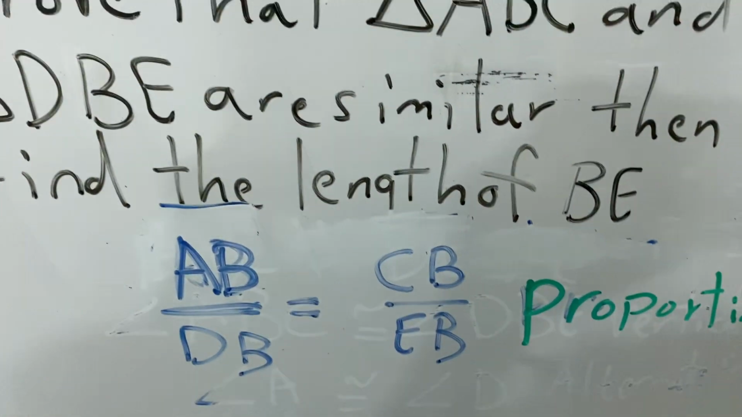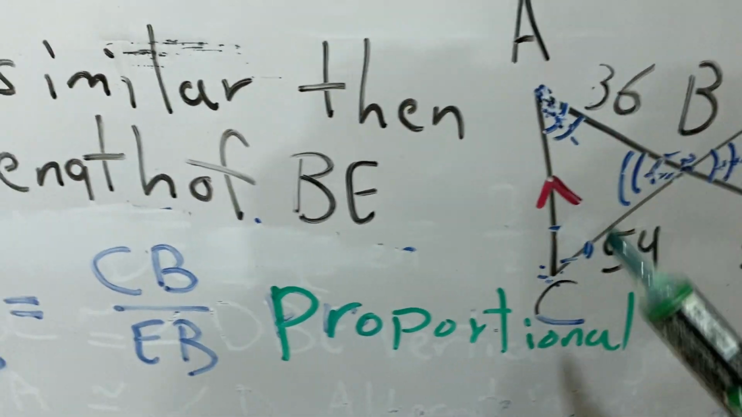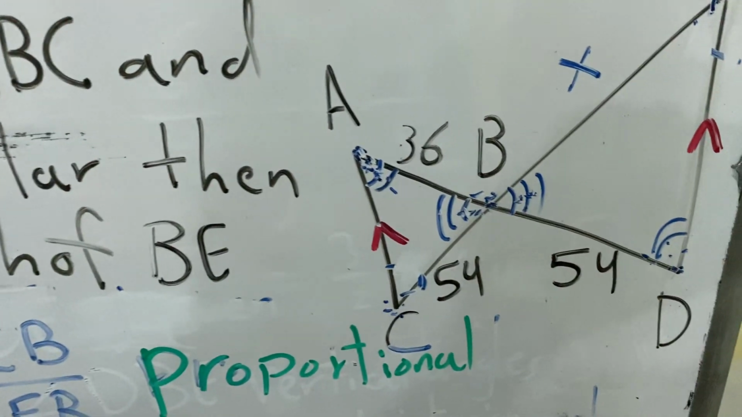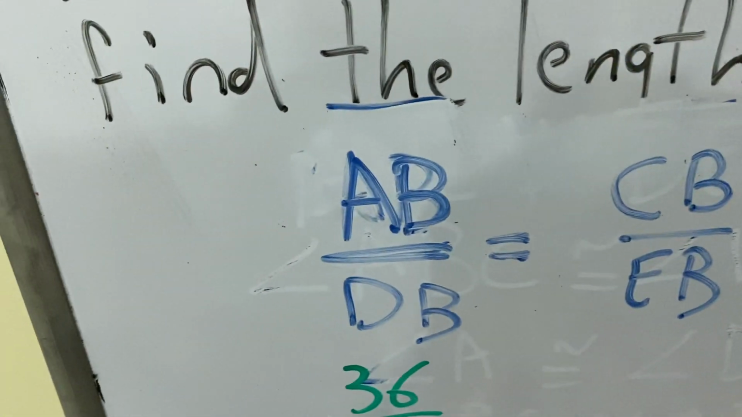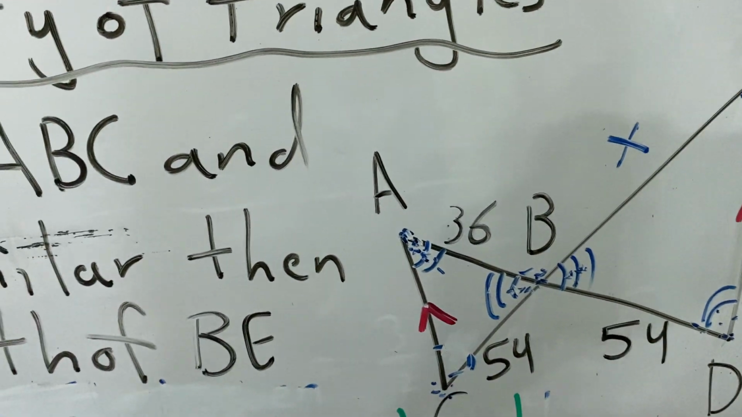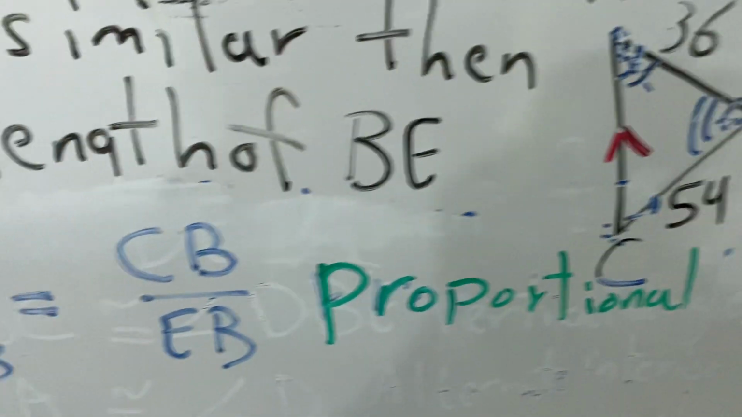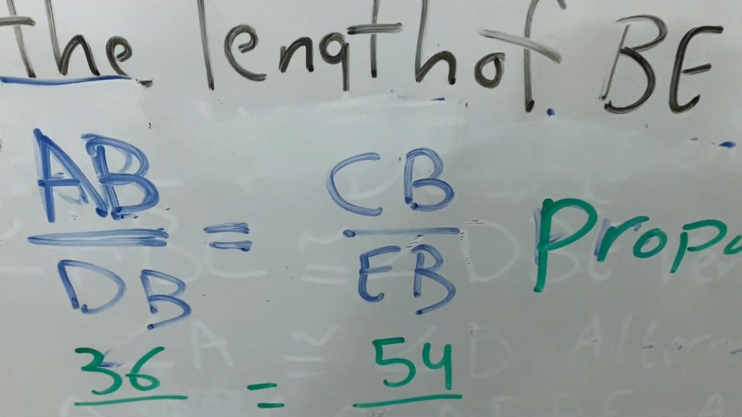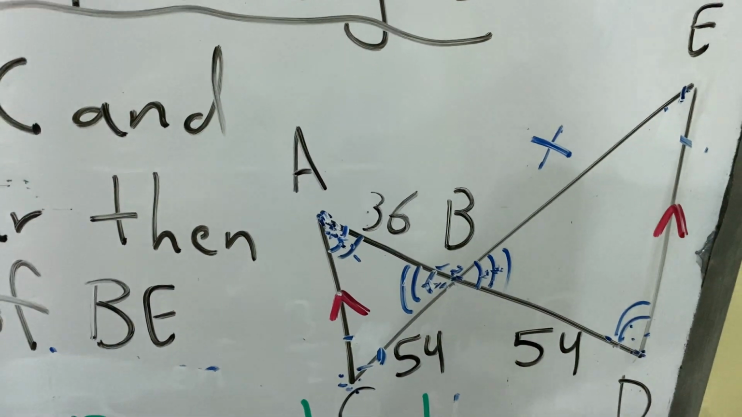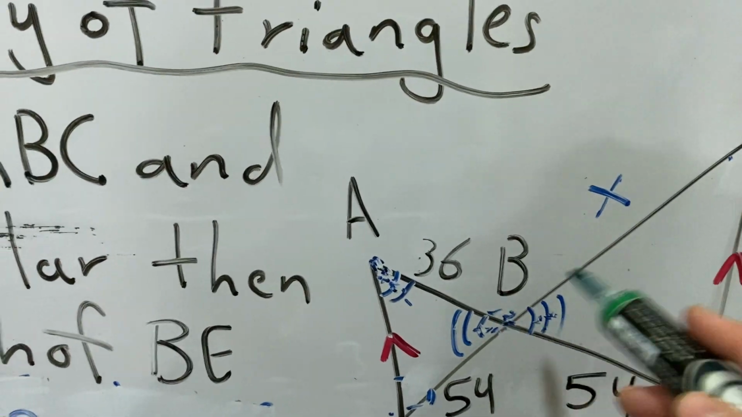Now I will put how long these side lengths are. Now AB is 36 over, now DB, as you can see, it's 54, equal, I took the small over the big, okay, equal CB, where is CB? I will go and search, this is CB, which is 54 again, over EB, where is EB? This is EB here, okay, so this is EB, which I will call X. EB, we called it X.